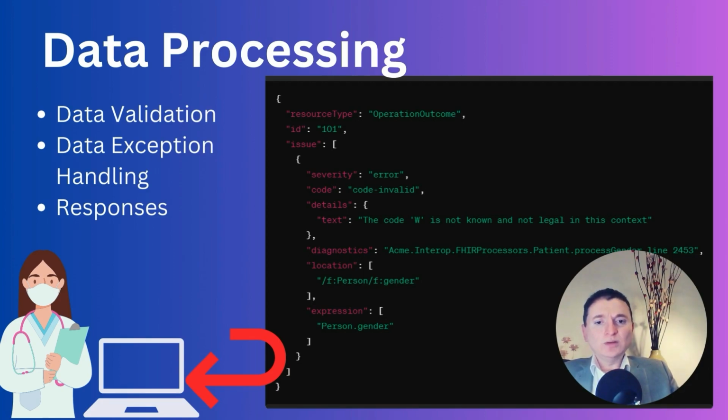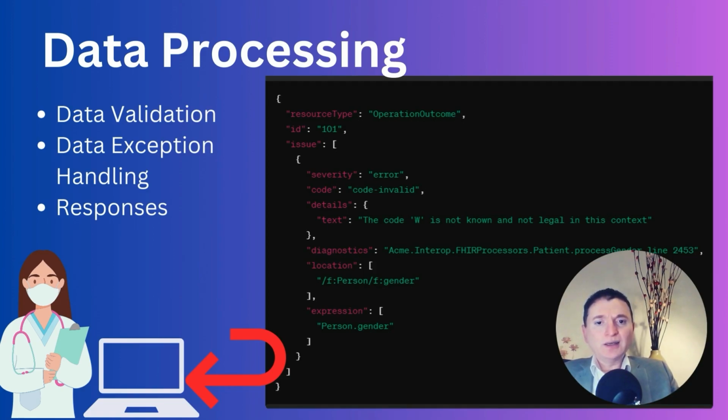In this example, the Operation Outcome resource explicitly details the nature of the error. It identifies the field with the issue, provides a diagnostic message, and it even specifies where in the data processing code the error was detected. This level of detail is invaluable for quickly addressing errors, ensuring that they are corrected in a timely manner to prevent impact on patient care.